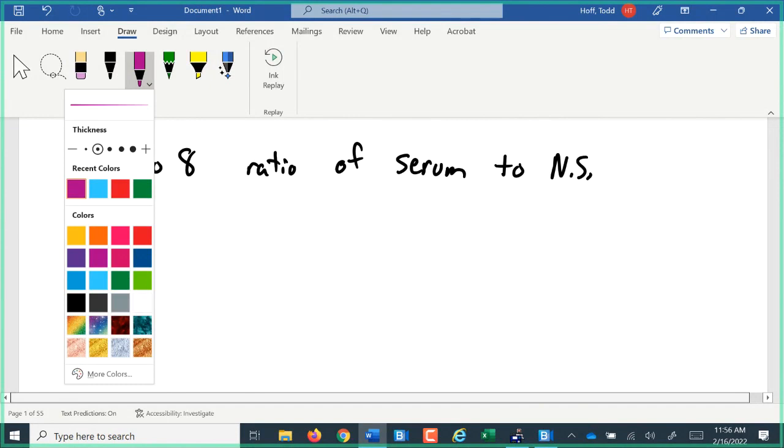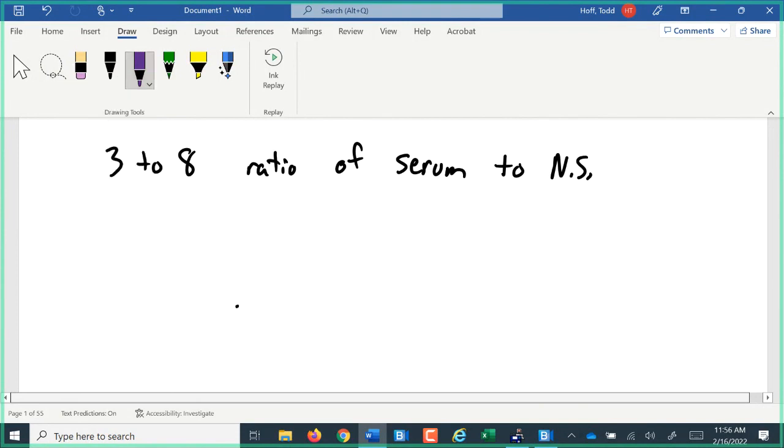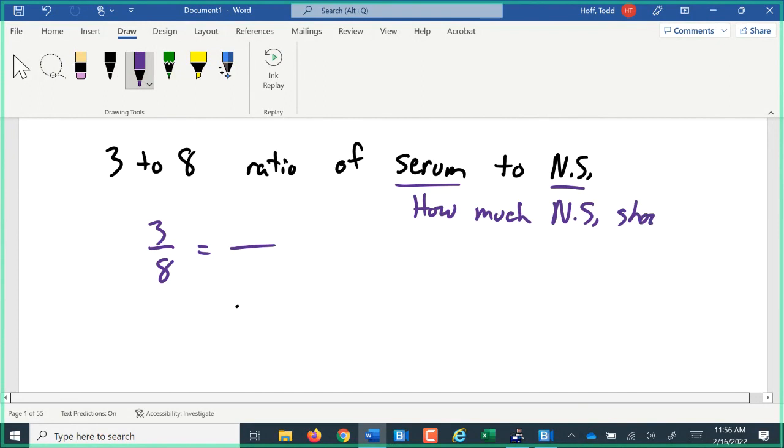So our next step from these rates and ratios is to use them to figure out a larger relationship. So we have this 3:8 relationship between serum and saline. How much saline do we need to mix if the doctor's orders that our patient needs 84 milligrams of that serum, whatever that active ingredient is.